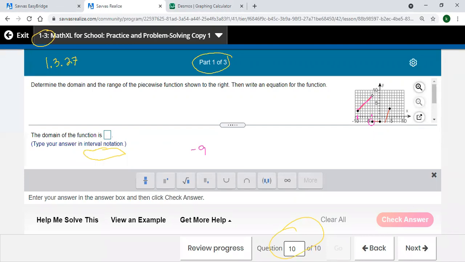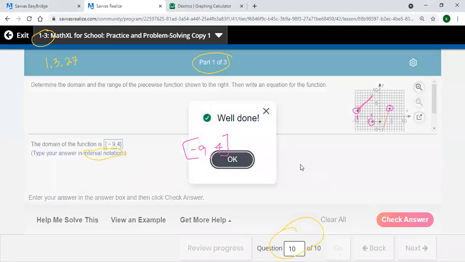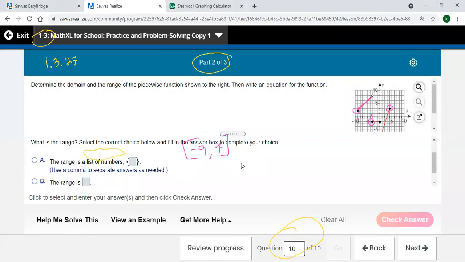So if I were writing it out, it would be from the -9 to the +4, filled in on both ends. So they'd be square brackets in interval notation on both ends. So let's see if that's right. Domain X, -9 up to the +4, and check it. Whoop, whoop. All right. Let's go on to the second part.